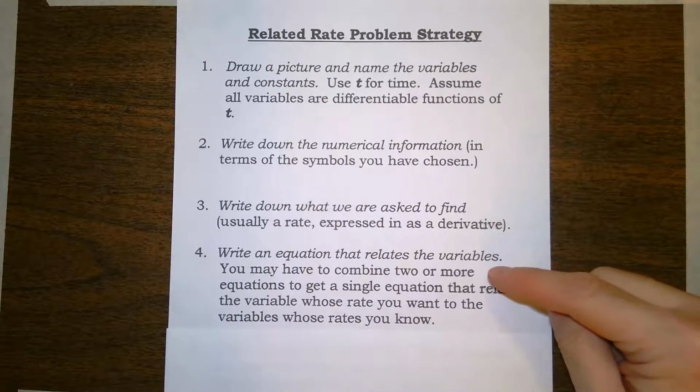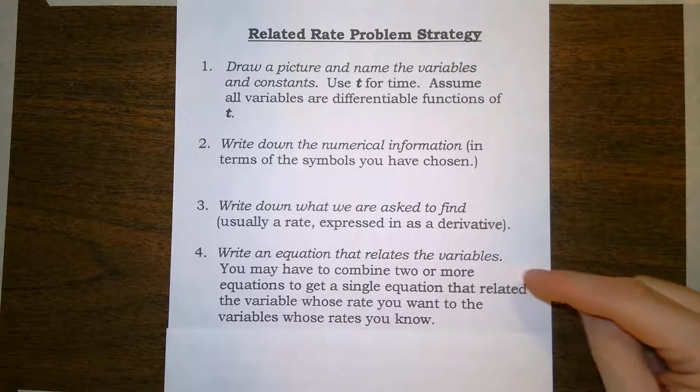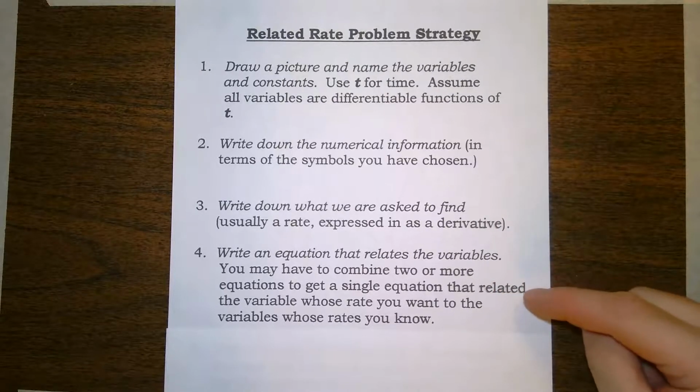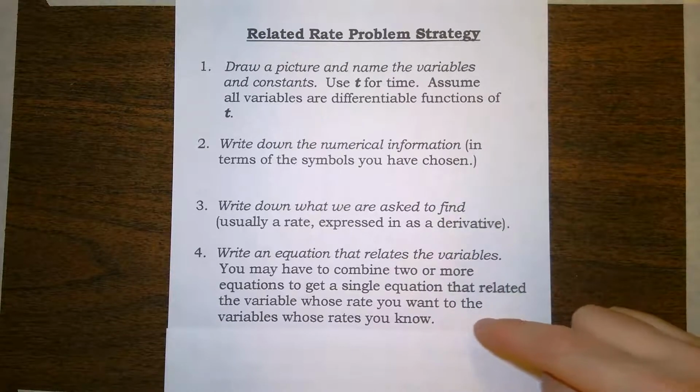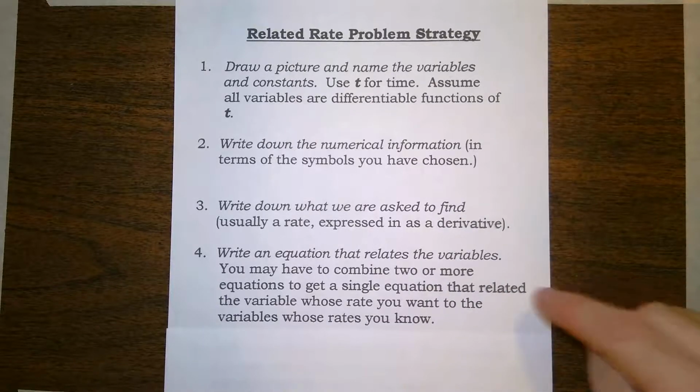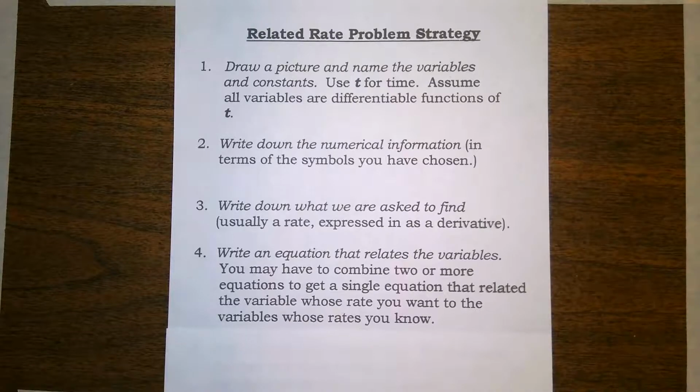Now you might have to combine two or more equations to get a single equation that relates the variables whose rate you want to know, given the variables whose rates you already know. Let me give you a moment to write that down. Write an equation that relates the variables. You may have to combine two or more equations to get a single equation that relates the variables whose rates you want to find and the variables whose rates you already know.